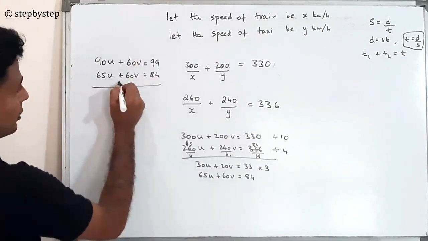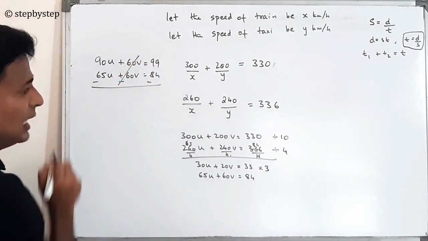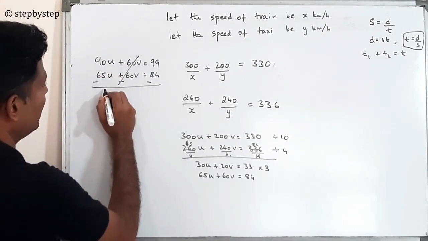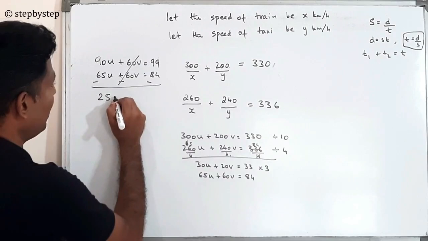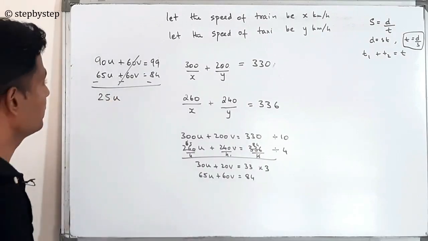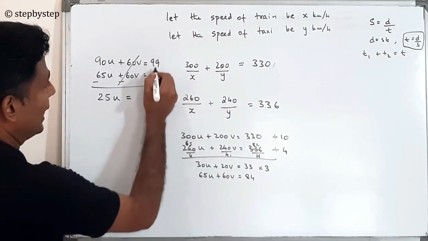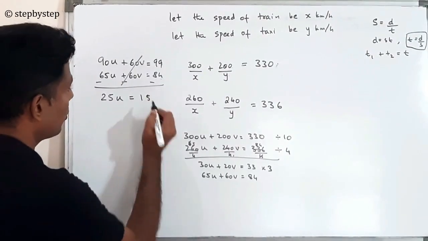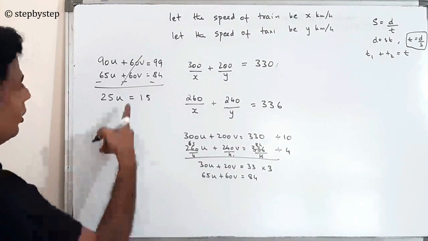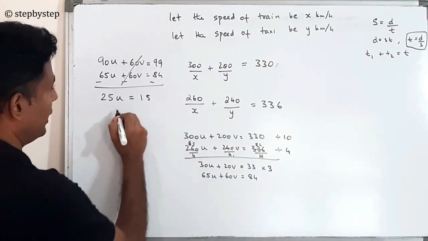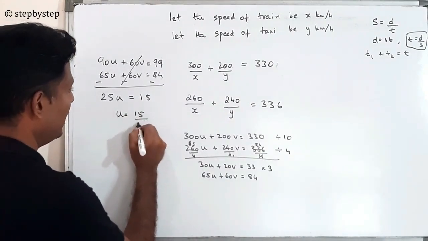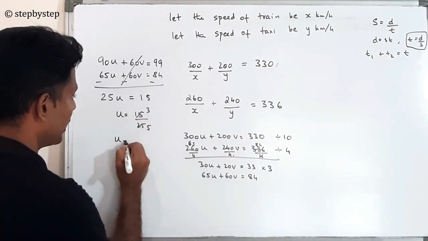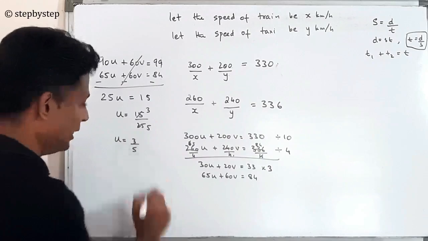Now I'll subtract. So minus, minus, minus. This will cancel. So what do I get? 90 minus 65, that is 25u, right? Equal to 99 minus 84. 9 minus 4, 5. 9 minus 8, 1. So 25u equal to 15. So u equal to 15 by 25. So 5 3s are 15, 5 5s are 25. So I got u equal to 3 by 5.